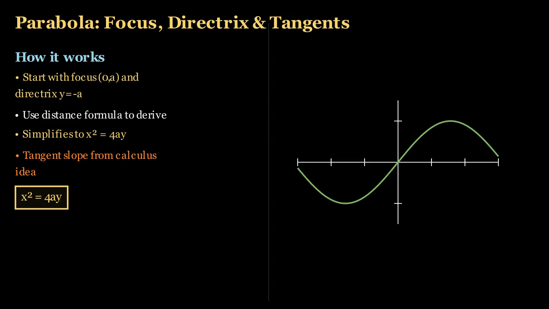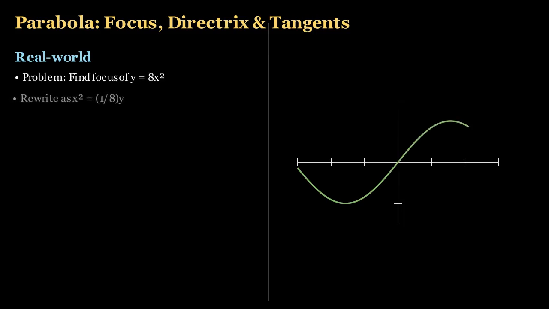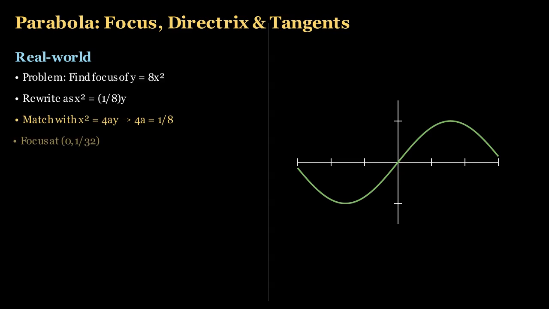Divide both sides by 8 to get x squared equals 1/8 y. Now compare this with x squared equals 4a y. We see that 4a must equal 1/8. So a is 1/8 divided by 4, which is 1/32. The focus is at (0, a), so it sits at (0, 1/32), 1/32 units up from the vertex. That is where the sunlight concentrates, and where you put your pot to boil water.